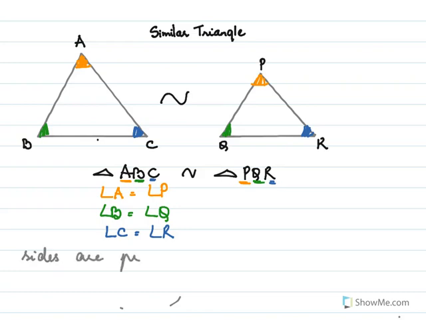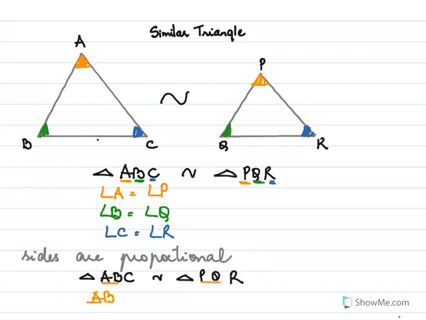Sides are proportional. By saying sides are proportional, it means AB over PQ will be equal to BC over QR will be equal to AC over PR, which means sides are proportional.